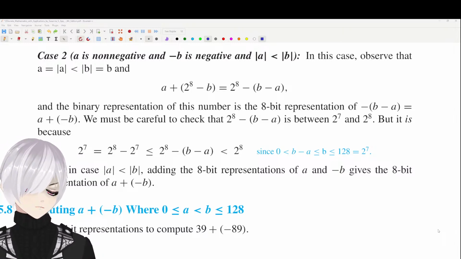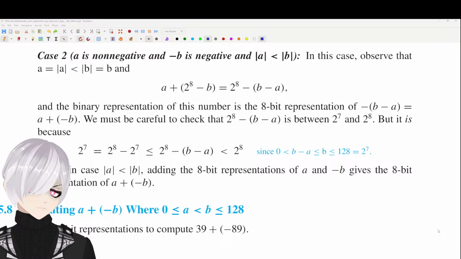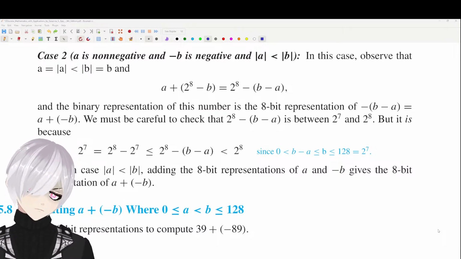And now we need to make sure that this binary number is like we want. We want it to be between 2 to the 7th and 2 to the 8th, because it's representing a negative number. And it is because 2 to the 7th equals 2 to the 8th minus 2 to the 7th. Like 128 equals 256 minus 128. And 2 to the 8th minus 2 to the 7th is less than or equal to 2 to the 8th minus b minus a, which is less than 2 to the 8th.